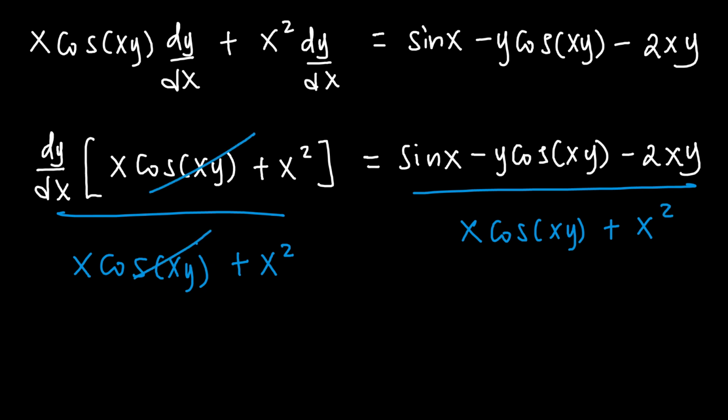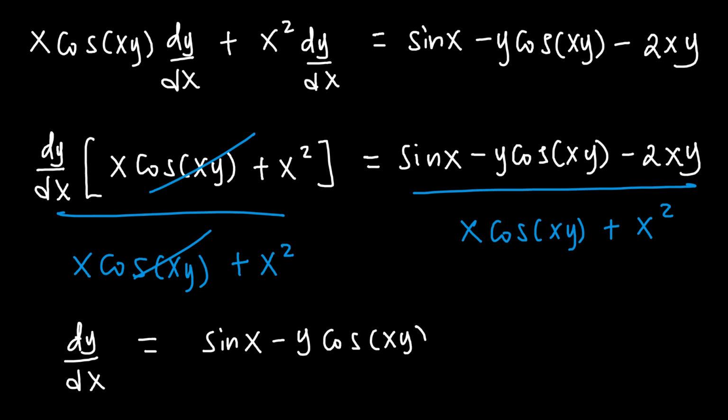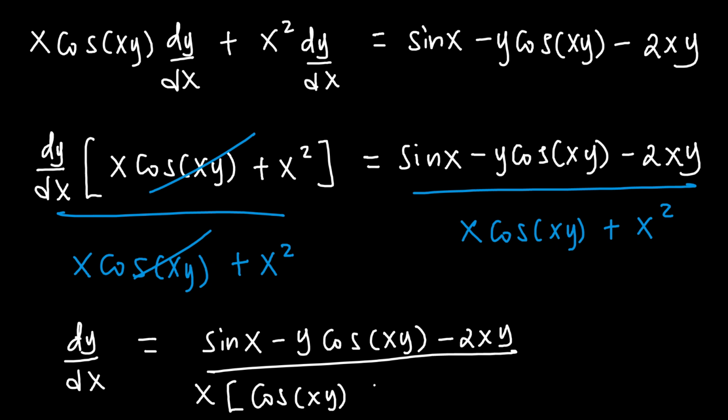This will cancel with that. And so we shall have dy/dx equaling to (sin x - y cos(xy) - 2xy) divided by, now in the denominator, if we take out x, we shall remain with cos(xy) plus x. And that's our answer.